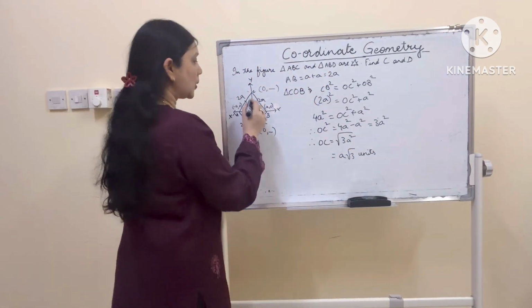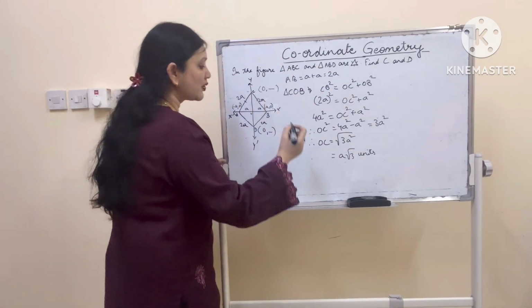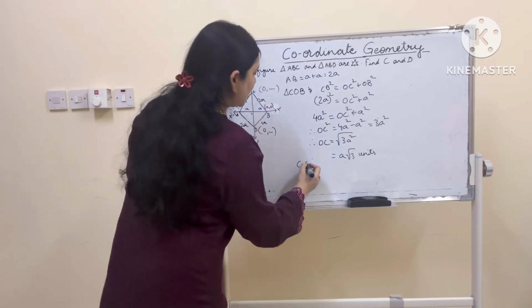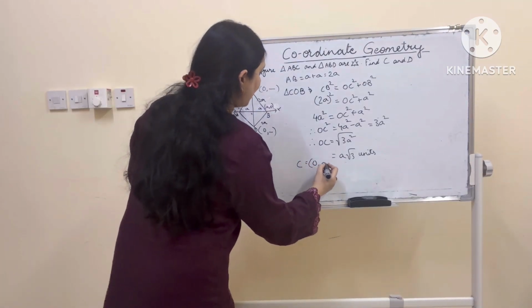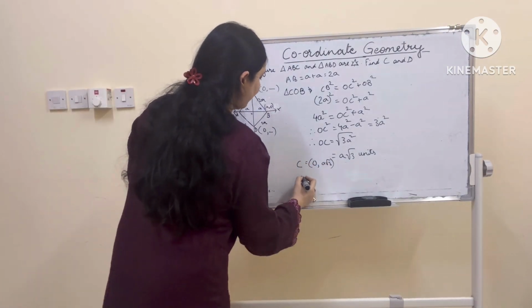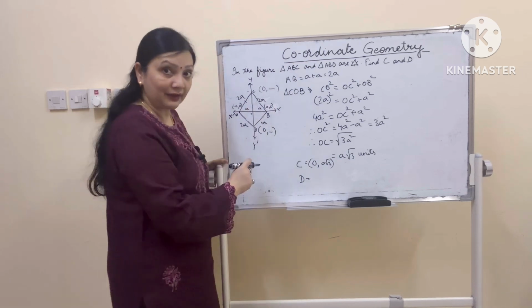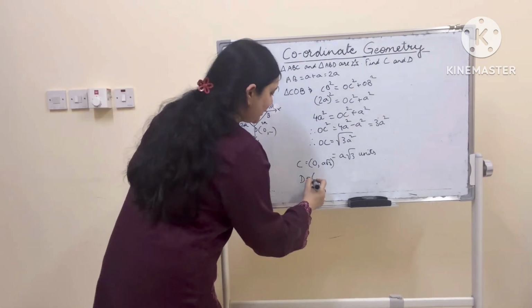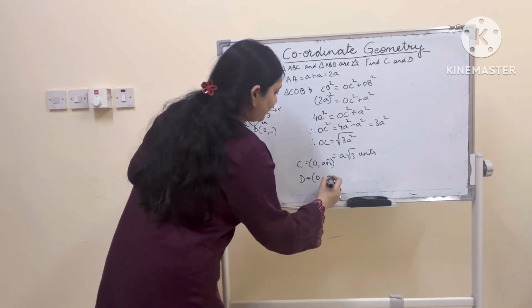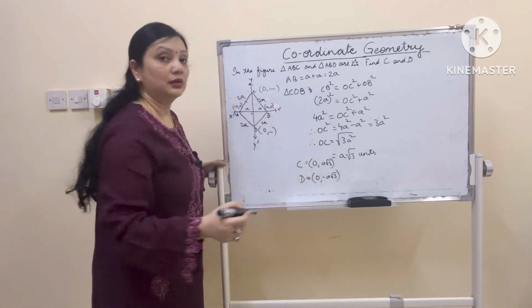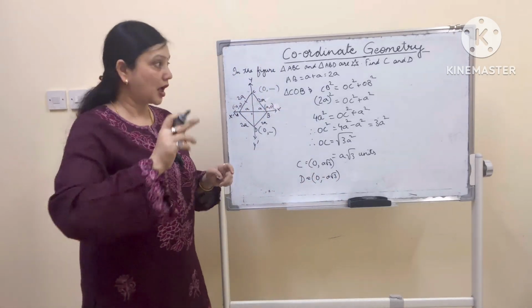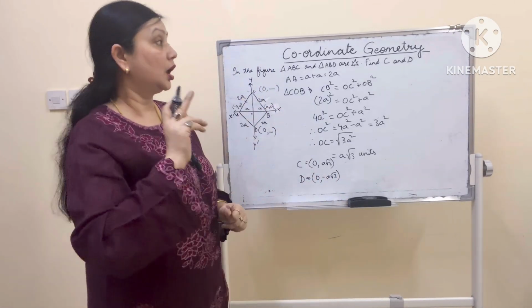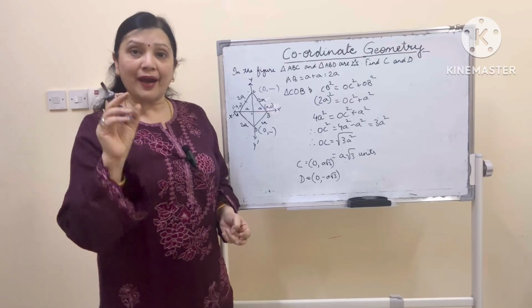Now, we know OC is A root 3 units. So, what will be the coordinates of C? It will be 0, comma A root 3. And what will be D? It is on the negative side. So, it will be 0, comma negative A root 3. Are you understanding this? Now, when I write down the distance formula, you will grasp it immediately.